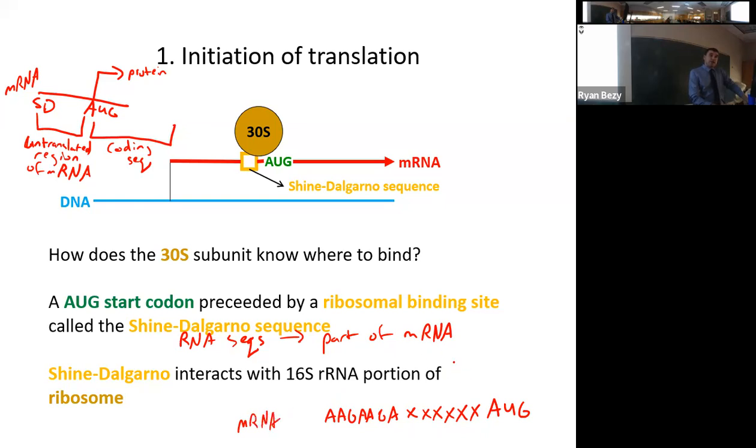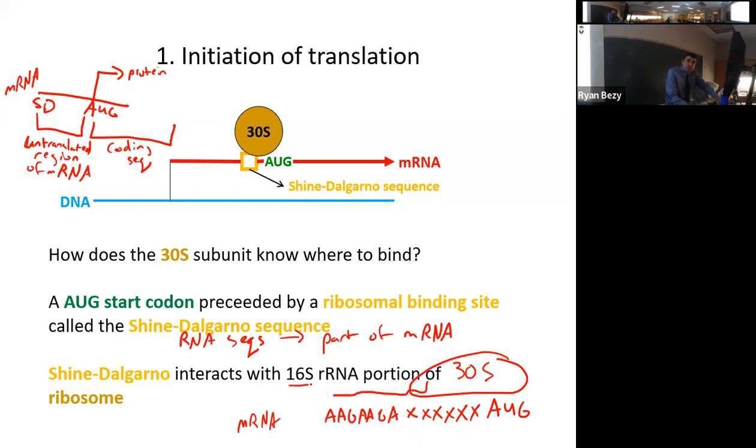But the 30S subunit is going to come in and recognize that and bind to it. And it recognizes it because a little portion of the 16S RNA sticks out of it. So this is going to be my 16S RNA sticking out of my 30S subunit here. And what it does is it complementary base pairs with the Shine-Dalgarno sequence. It helps it line up correctly. Questions about that?